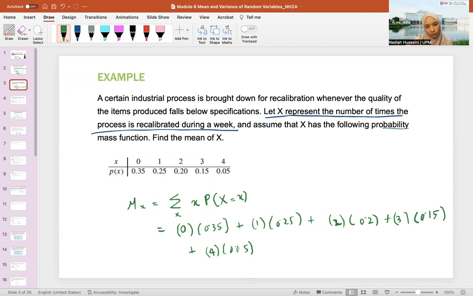So 1, 2, 3, 4, 5. 1, 2, 3, 4, 5. So if we add all of those together, I think it's around 1.3 something. Let me get my calculator.